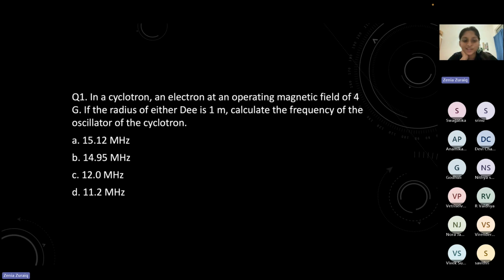Okay, I see one more answer, which is A. Now I have three different answers. Others, please give your answers also. This is a very simple question. Everybody should be able to solve it. So please put your answers in the chat.